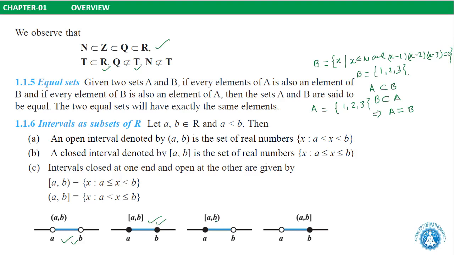Intervals closed at one end and open at the other are given by this. This is closed at a and open at b. This means that the set of all x is such that x is greater than or equal to a and less than b. That means x will not be equal to b. And this will represent the set of all x greater than a and less than or equal to b.